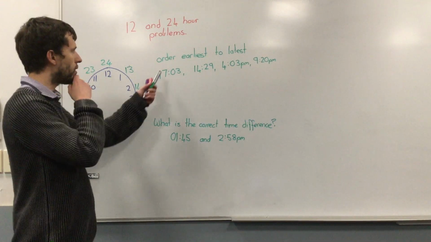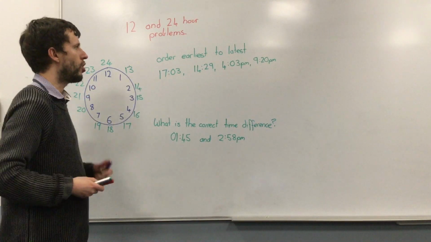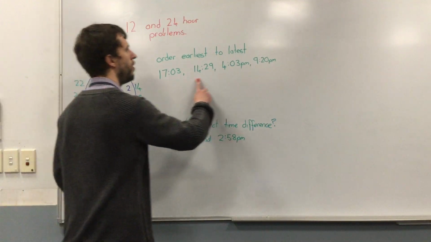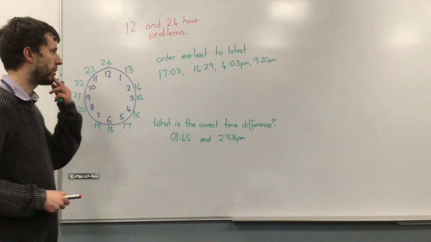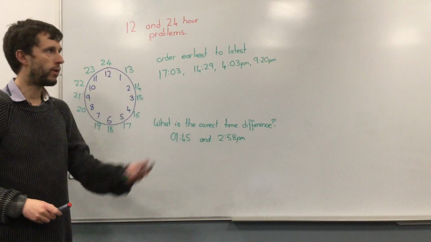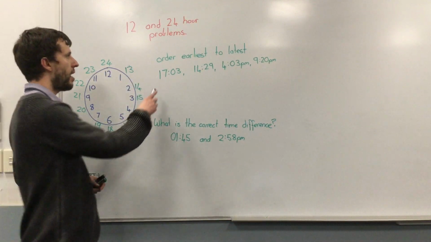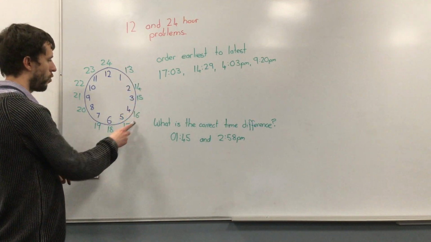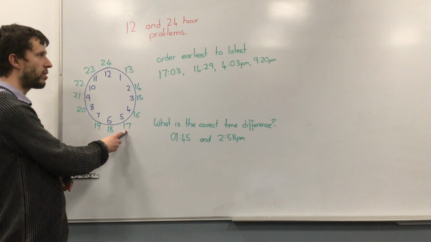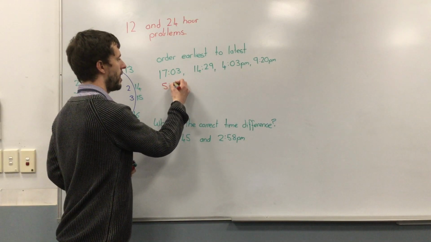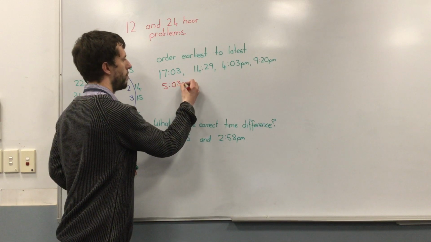So when we are looking at this question, order the earliest to the latest. The first thing to make it easier, let's convert them all into PM and AM. So I know this is past 12, so I know it's going to be PM. How far past 12 is it? Well, you've got 1, 2, 3, 4, 5. 12 plus 5 equals 17. That tells me this is 5:03 PM.